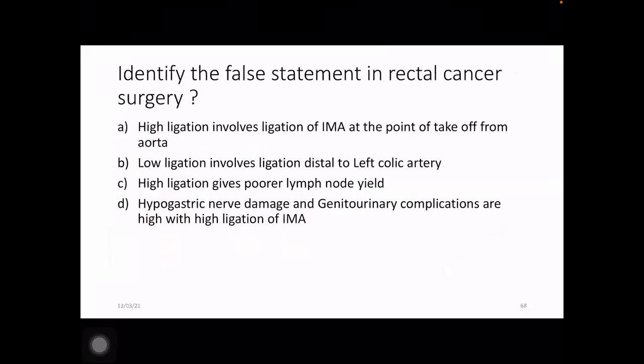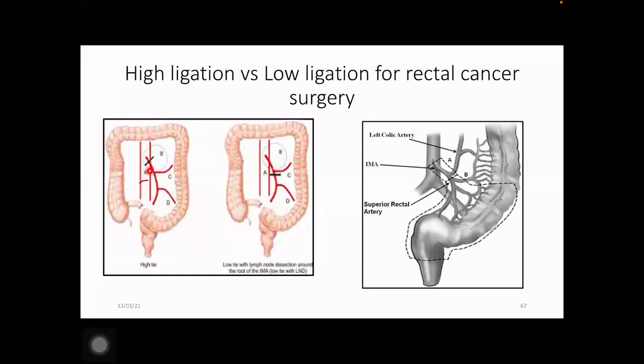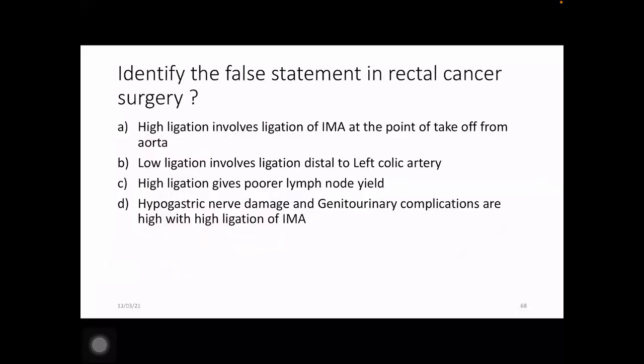Good. So identify the false statement in rectal cancer surgery. High ligation involves ligation of the IMA at the point of takeoff from the aorta. True or false? True, obviously. High ligation, I told you, is exactly where the IMA is taken off from the aorta. Low ligation involves ligation distal to the left colic artery. True. That is also true.